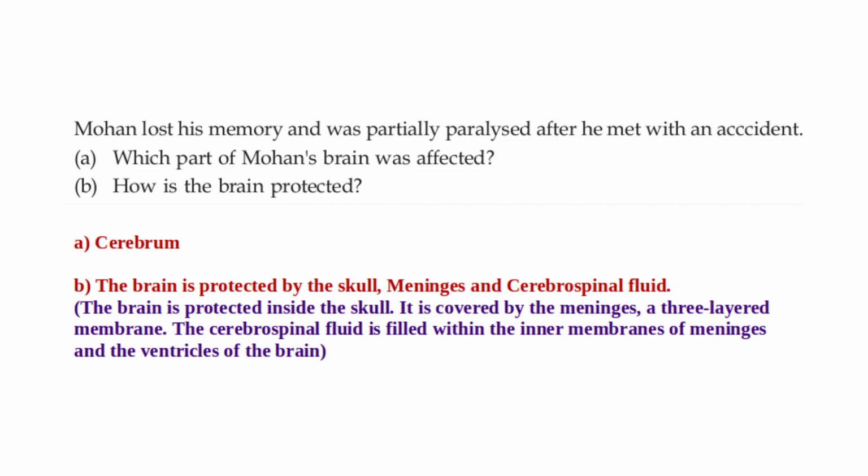Protection of brain. We know brain is protected by the skull, meninges and cerebrospinal fluid. That is, the brain is protected inside the skull. It is covered by the meninges, which is a 3-layered membrane, and cerebrospinal fluid, which is formed from blood and it is reabsorbed into the blood, is filled within the inner membrane of meninges and the ventricles of the brain. And this is the protection of brain.